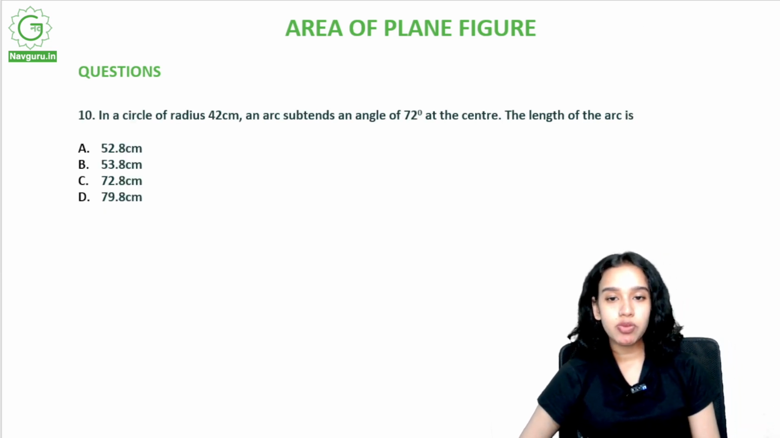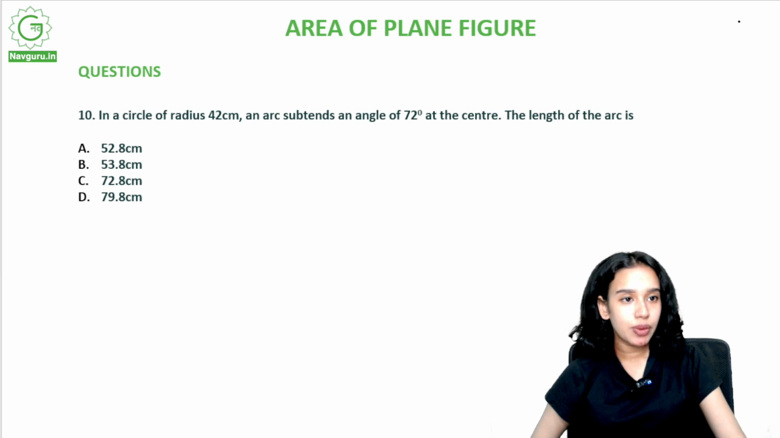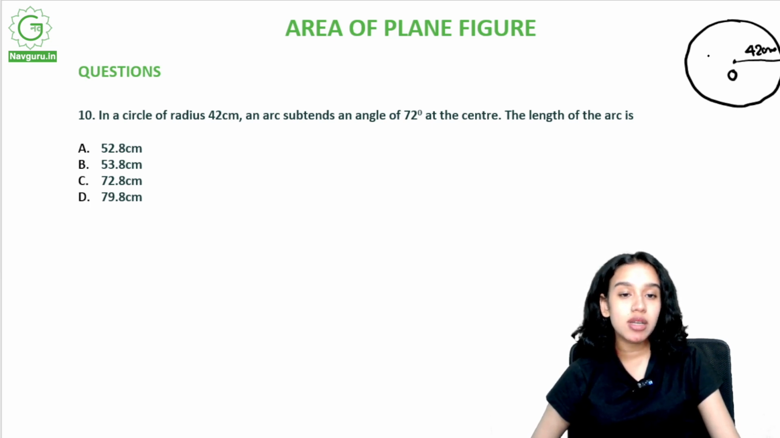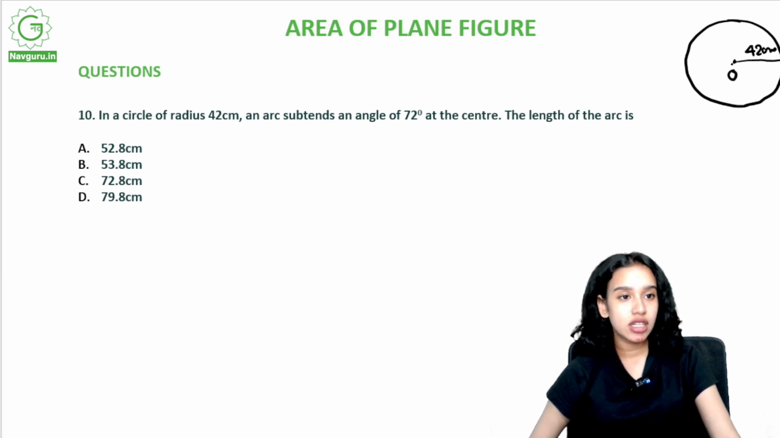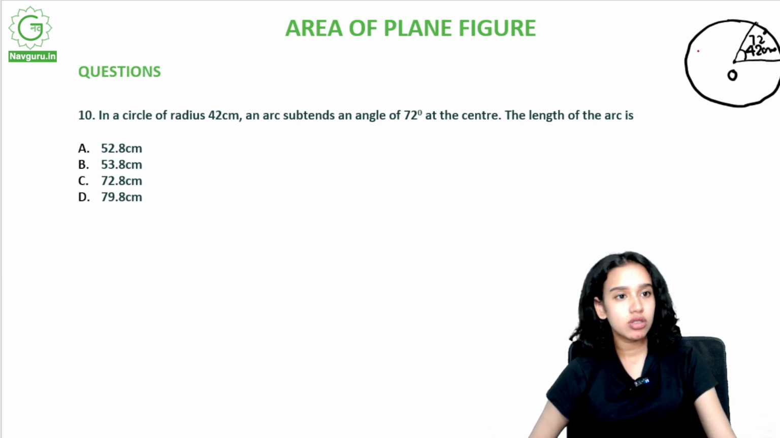In a circle of radius 42 centimeters, an arc subtends an angle of 72 degrees at the center. So, we have a circle of radius 42 centimeter. Let's mark the center O. This would be 42 centimeters, right? An arc subtends an angle of 72 degrees. So let's say this is 90, so around this much. This is an arc, okay? So let's highlight the arc here. So we are talking about this arc.